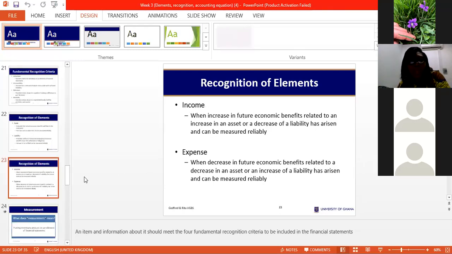With income, anytime you have increases in economic benefits related to an increase in an asset or a decrease in a liability, which can be measured. Once you have increases in the economic benefits as a result of some increase in an asset, then that is referred to as income. Changes in assets.